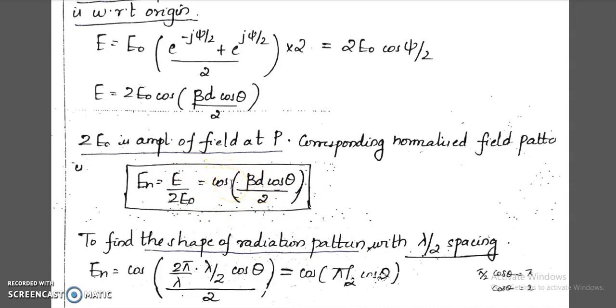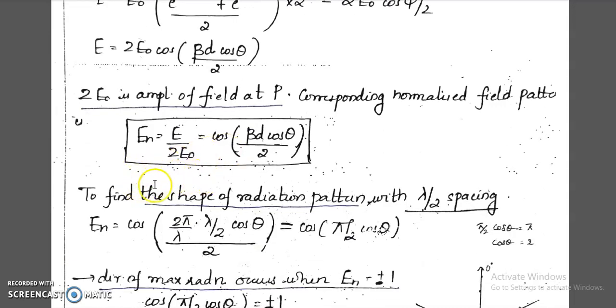Next we want to draw the radiation pattern. For that we want to assume the distance. Here we assume the distance is lambda by 2. This is an assumption, not a general case. In your question paper you must take care what distance d is given. If it is lambda by 4, substitute lambda by 4. If it is lambda by 16, substitute lambda by 16. Here we assume that d is lambda by 2. So substitute lambda by 2 here.